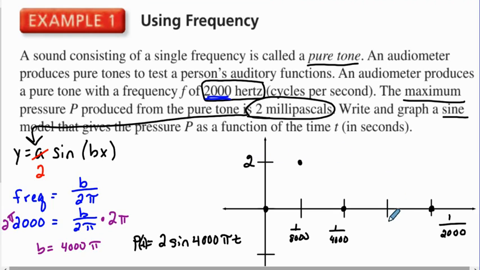And then in the middle right here, this is going to be 3 over 8,000. And it's going to hit its middle down here of -2. And then just draw your nice smooth sine wave. And know that this keeps going.